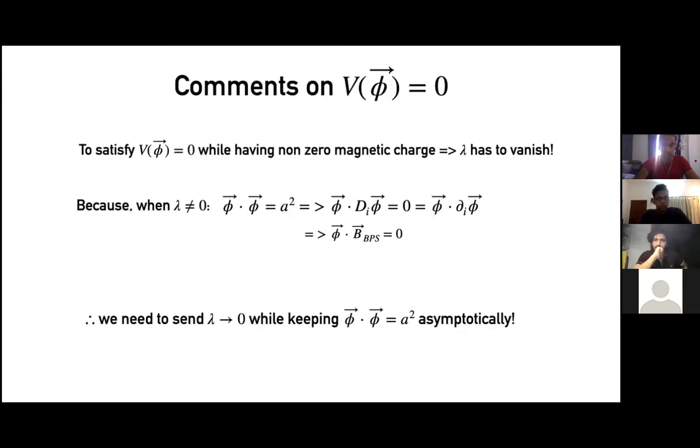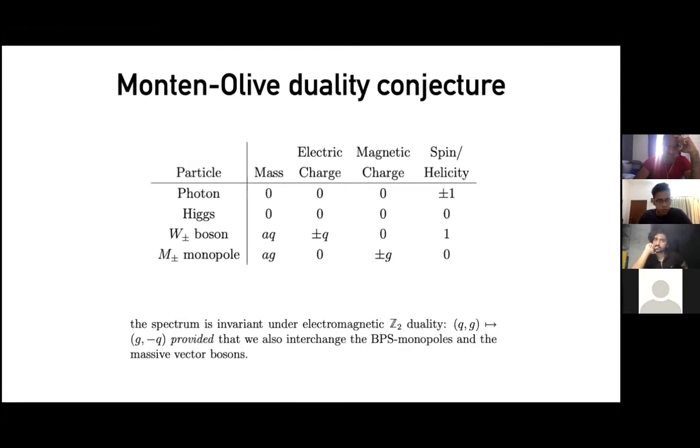And BPS stands for Bogomolny, Prasad, and Sommerfield. We'll meet them many more times, especially when it comes to supersymmetric theories. And so next time what we'll do is look at electromagnetic duality in this model, and look at what happens when you include an axion, a theta term.